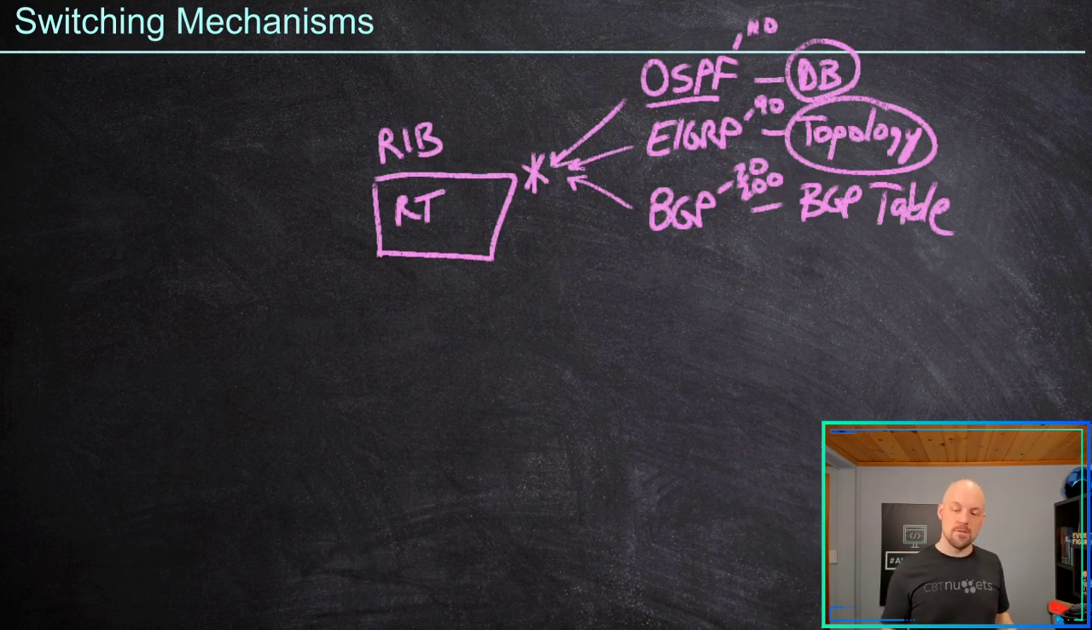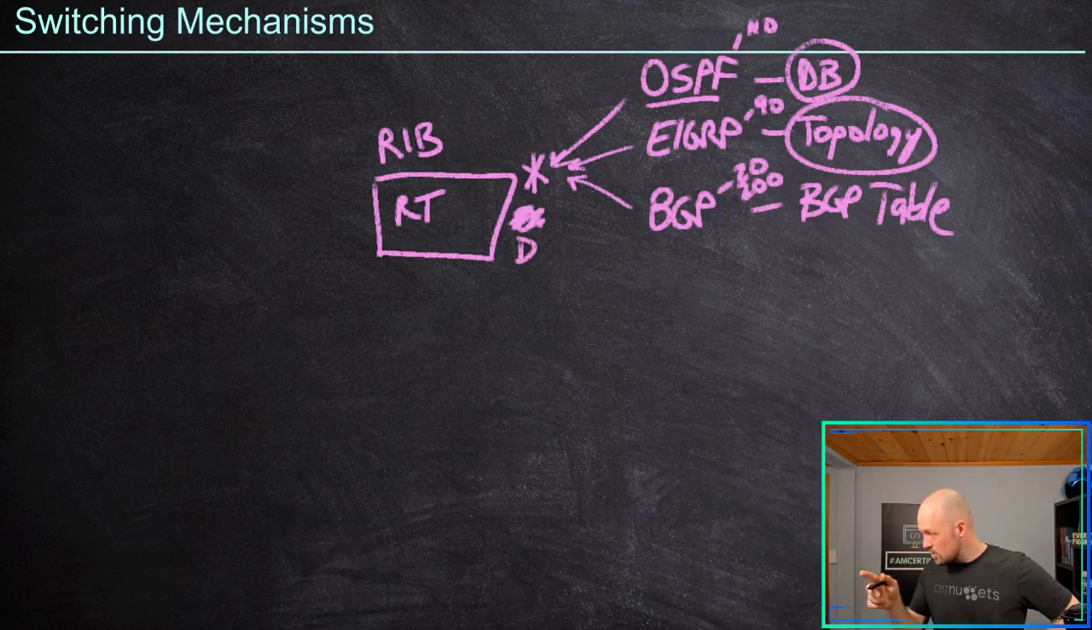So OSPF learns of a route, and we install that into the routing table. We've got an O route here. Then EIGRP learns the exact same route, and EIGRP has a better administrative distance, so EIGRP is going to win. We get rid of the OSPF route and install the EIGRP route, which is designated as a D. But keep in mind, it's only if the routes are identical. That was the point I wanted to make.